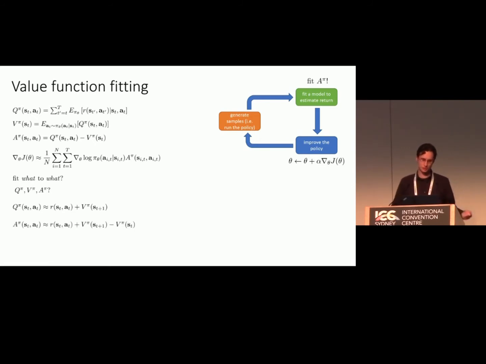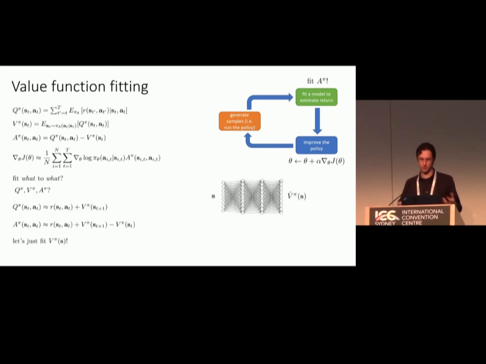And now, if you plug this into the advantage, you get that the advantage is R plus the next value minus the current value. So this suggests that it's awfully convenient for us to just fit the value function. The value function is only a function of the state. It doesn't depend on the action, so there's fewer inputs. So it's going to be a little easier to fit it. So let's just fit V pi.